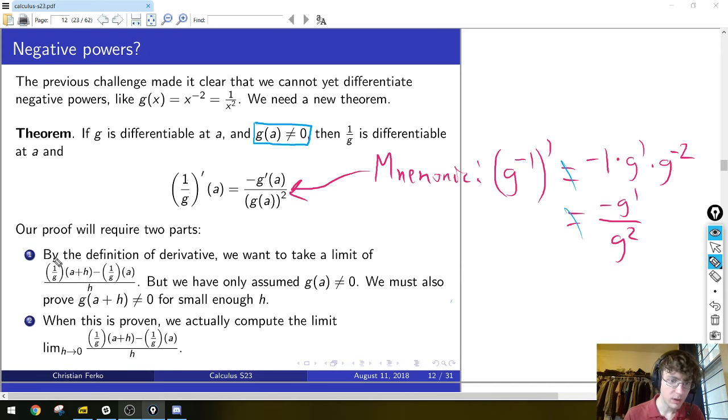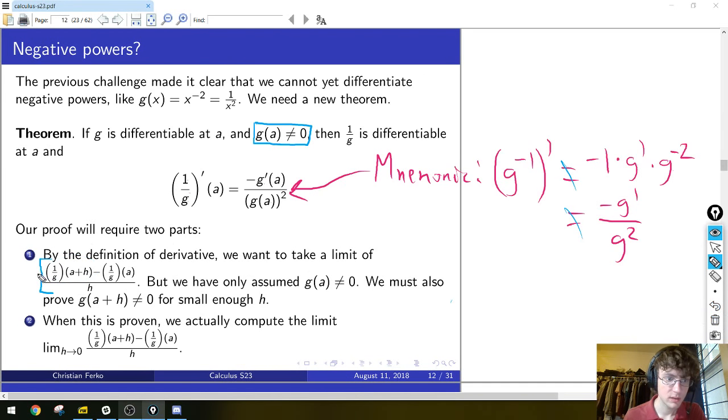The problem is that when we write down the definition of the derivative down here, we need to take 1 over g at 2 different points. You have to take 1 over g at a, which we know is fine, because g is not 0 at a. But we also need 1 over g at a plus h. And we have not assumed that g of a plus h is not 0. So we're worried that what if g at a plus h is 0, so we accidentally divide by 0 in this first piece. We have to check that that won't be a problem.